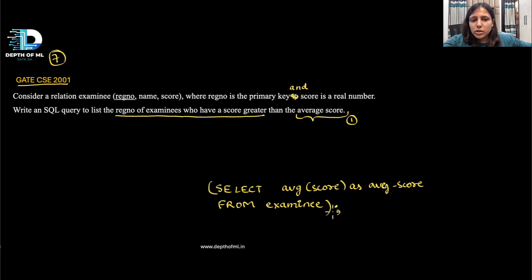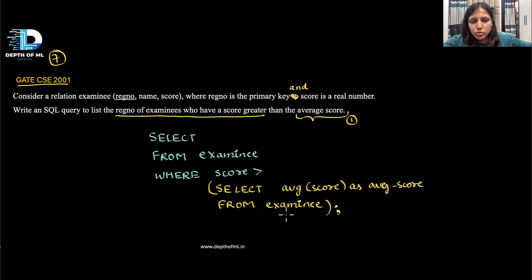Now I have found the average score, right? Now my outer query should be finding the students who have scored greater than this, right? So this is simple. We'll do select, from and where, right? So from which table? We have to do it from the examinee table only. So we have just one table, so we will do it from examinee table, where score should be greater than the average score.